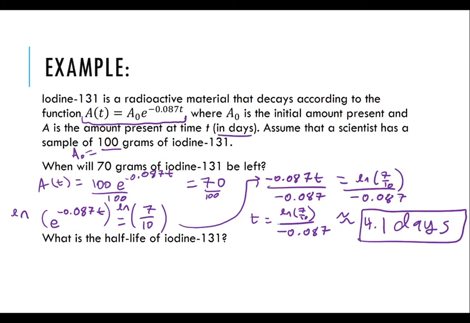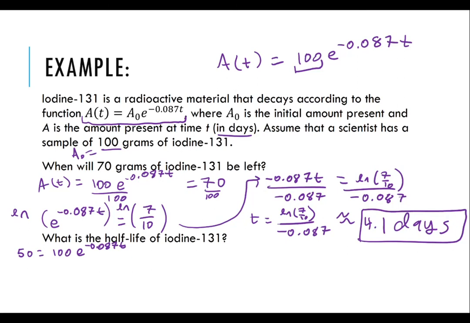If we want to know what the half-life is, there are two ways to do this. Realize that if you start with the initial equation that we found, which is A(t) equals 100 times e to the negative 0.087t, you could solve the equation for the time when half of this is left. So you could start out and say 50 is equal to 100, that's half of 100, times e to the negative 0.087t, and then of course you could solve for t in exactly the same way we just did.